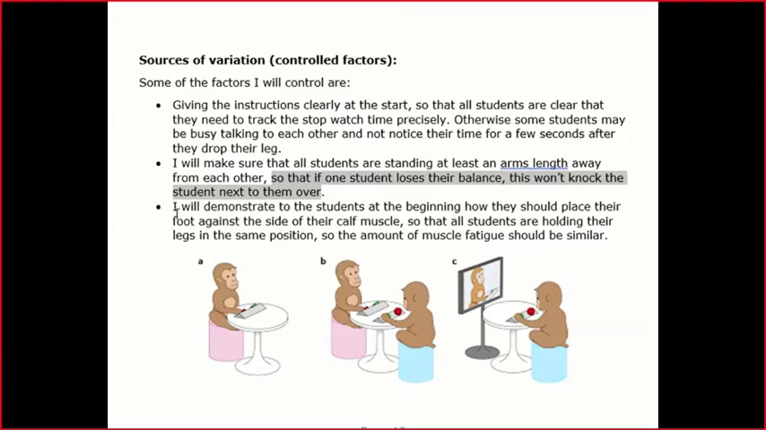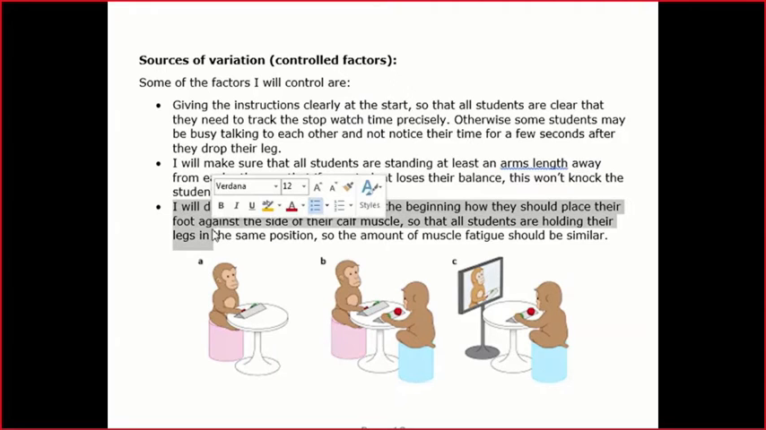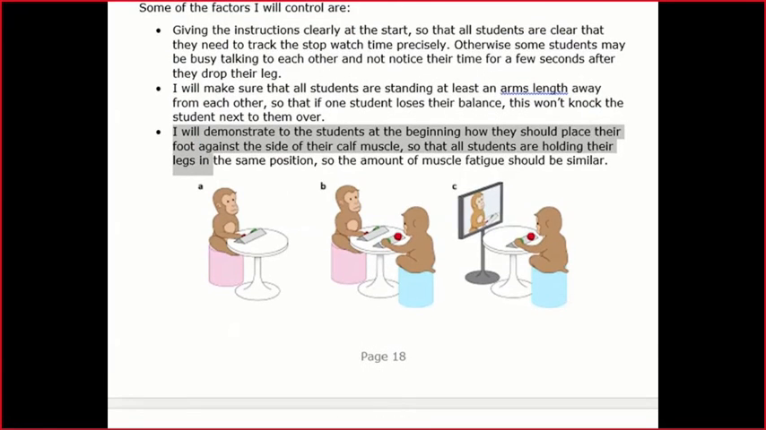And again, another third one there, I'm going to talk about how they hold their foot, so that everyone in the room is consistent in how they position their foot, so that we don't get any differences due to positioning of their foot. And that is our plan.